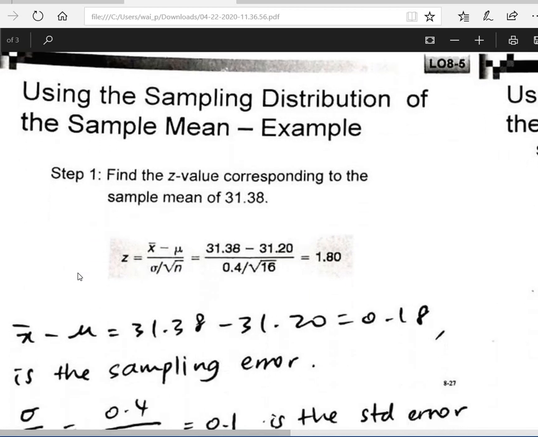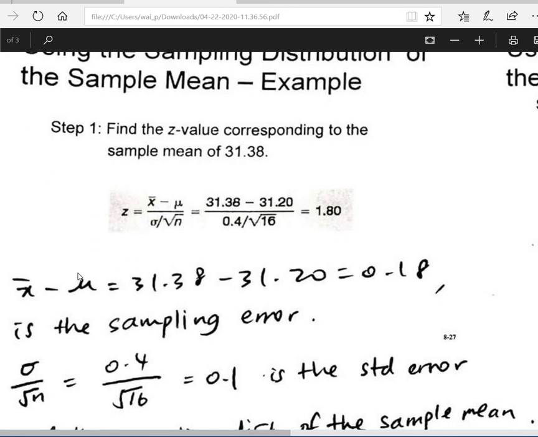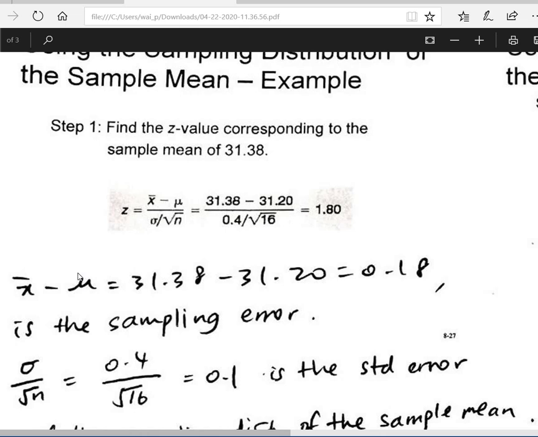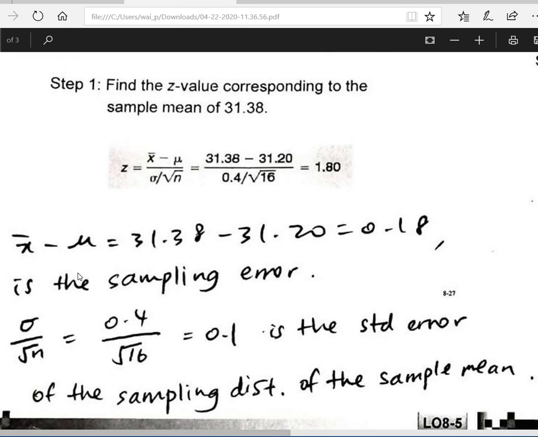So step 1. Find the z-value corresponding to the sample mean of 31.38. Sample mean minus the population mean is 31.38 minus 31.2 equal to 0.18. This is the sampling error. While the standard deviation divided by square root of n is equal to 0.4 divided by square root of 16, which is 0.1, the standard error of the sampling distribution of the sample mean. Therefore, we will get 1.8.